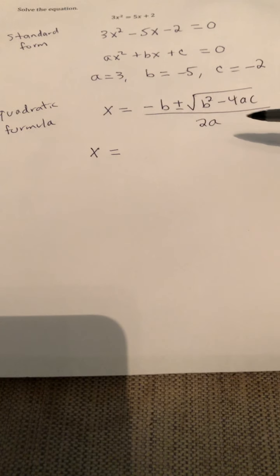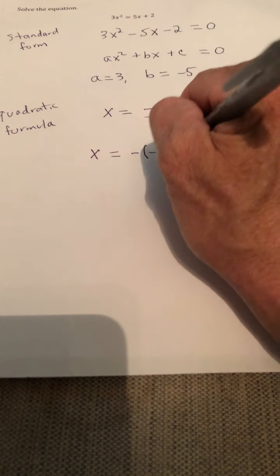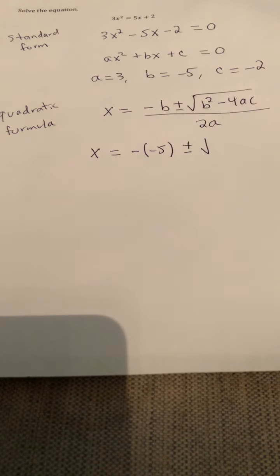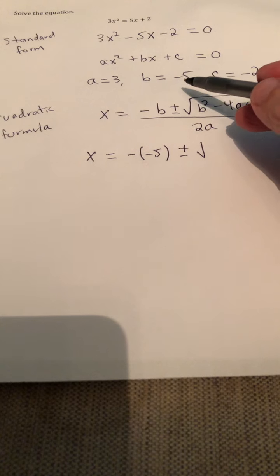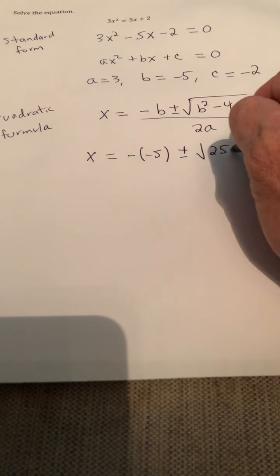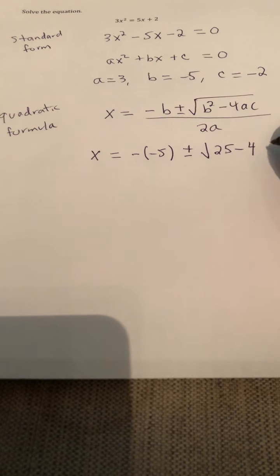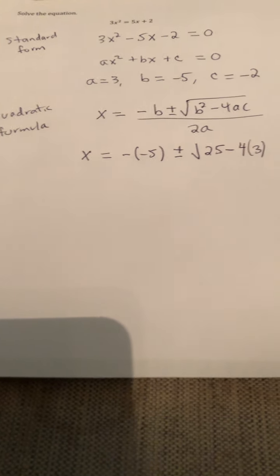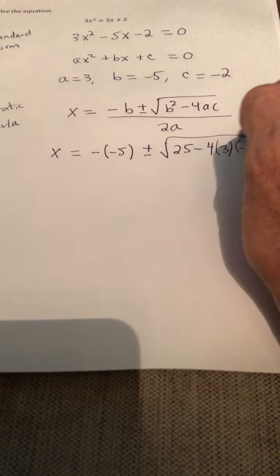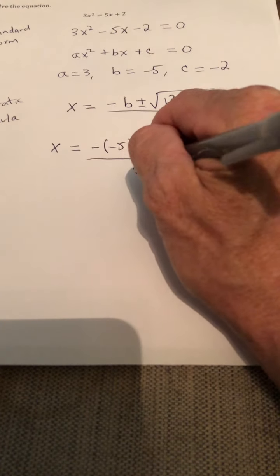Negative b, in this case, is negative of negative 5, which is going to end up being 5, plus or minus the square root of b squared. What is b squared? Well, negative 5 squared is negative 5 times negative 5, which is a positive 25. So we have 25 minus 4, a is 3, and c is negative 2. All of this is over 2 times a.